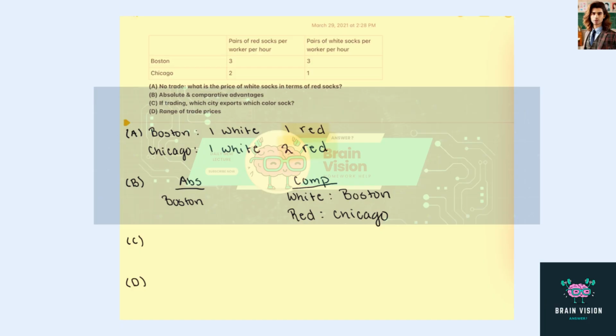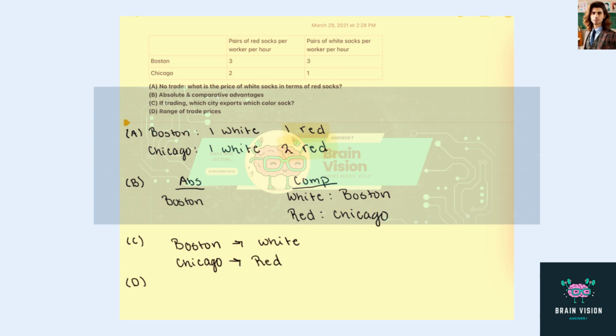Now, part C, it's asking us if these two cities were to trade together, which city would export which color sock? And we know that cities and countries and trading partners, they produce and export the good which they have the comparative advantage in. So we just identified in part B which commodity each city has a comparative advantage in. So we can say that Boston is going to export White Sox and Chicago is going to export Red Sox. And again, that's just because each of these has the comparative advantage in these respective goods.